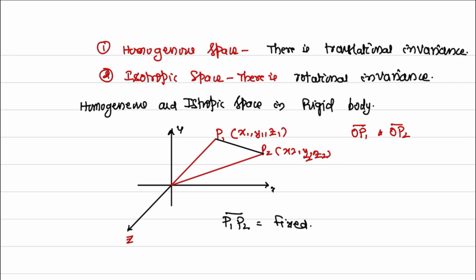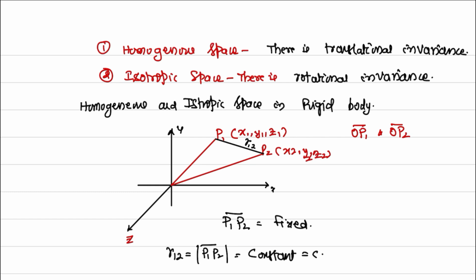Let me call this R12. Let the distance between two particles be R12. R12 is equal to the magnitude of the vector P1P2, and that is fixed. This is constant. Let the constant be denoted by C.